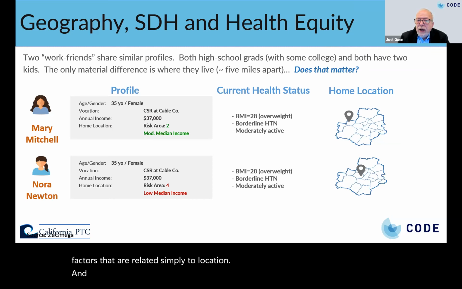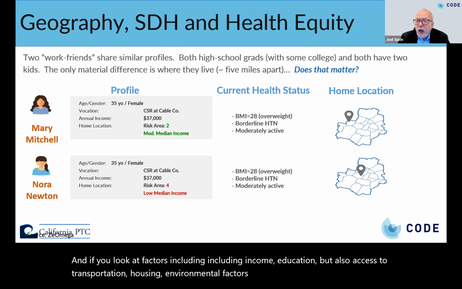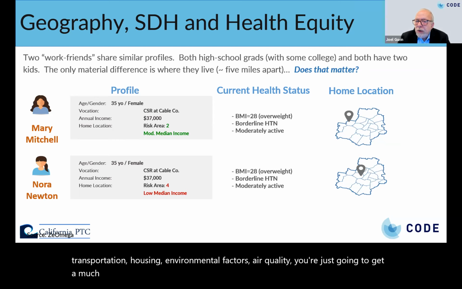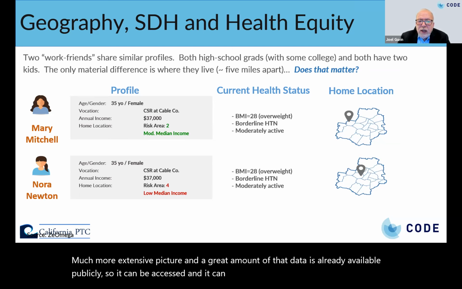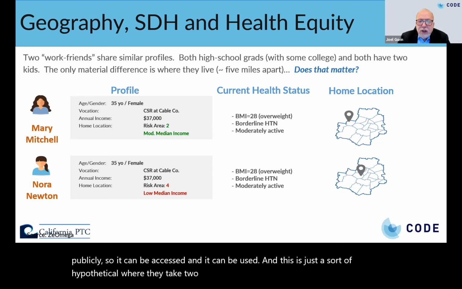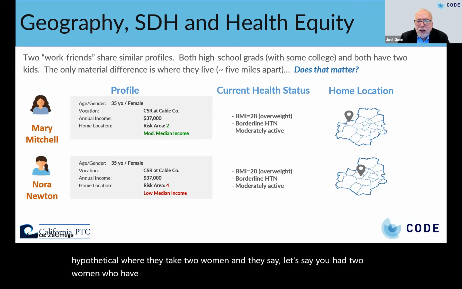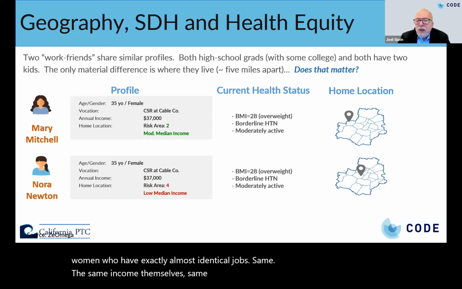And if you look at factors including income, education, but also access to transportation, housing, environmental factors, air quality, you're just going to get a much more extensive picture. And a great amount of that data is already available publicly, so it can be accessed and used. This is a hypothetical where they take two women with almost identical jobs, the same income, the same BMI, but different locations.